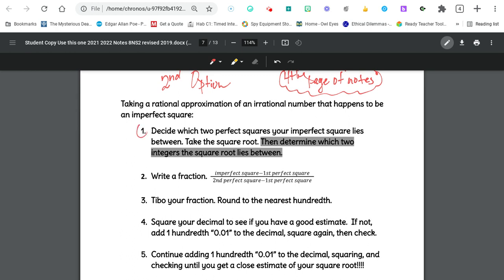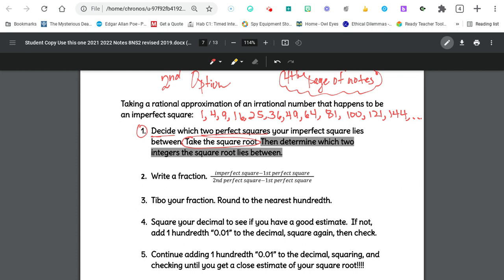So it says number 1, what you're going to do is decide which 2 perfect squares your imperfect square lies between, and then you'll take the square root of it, okay? So basically 2 things in number 1. Give me the 2 perfect squares your number lies between, and then take the square root of both. That's going to tell you which 2 integers the square root lies between. So I'm going to list my perfect squares here: 1, 4, 9, 16, 25, 36, 49, 64, 81, 100, 121, and so forth, okay?